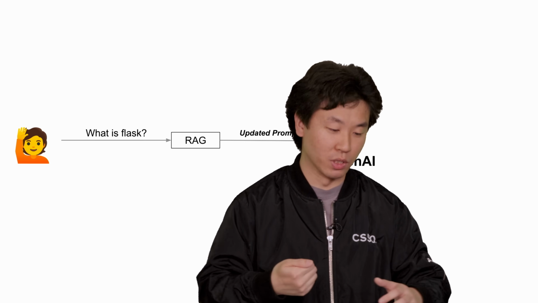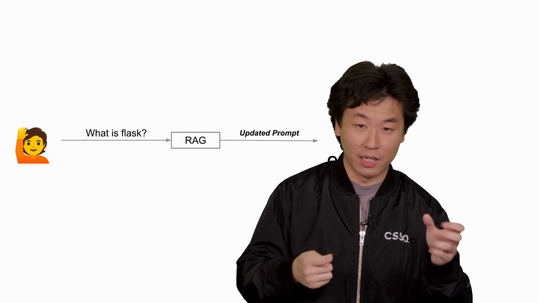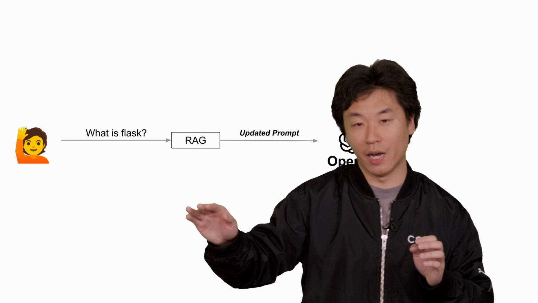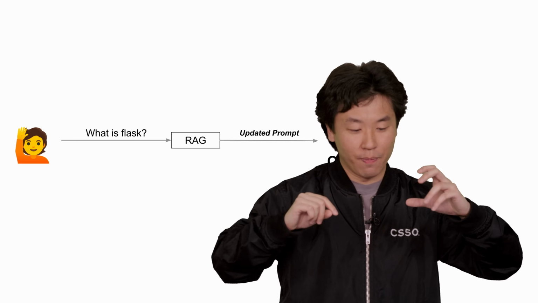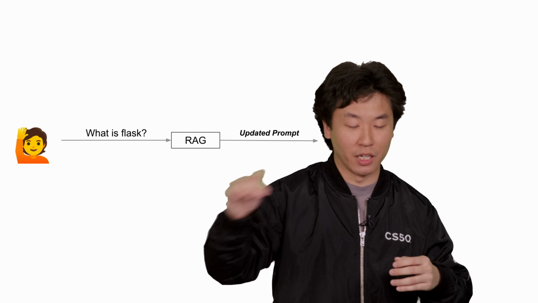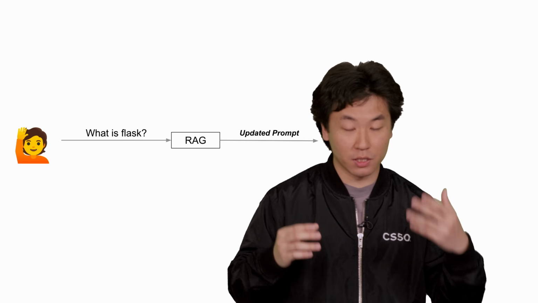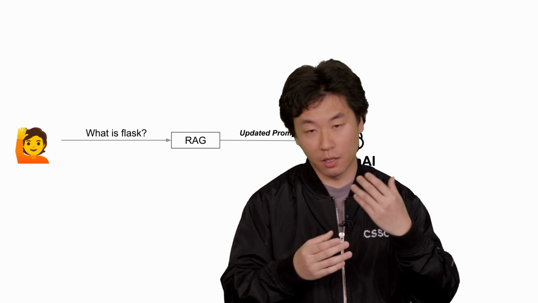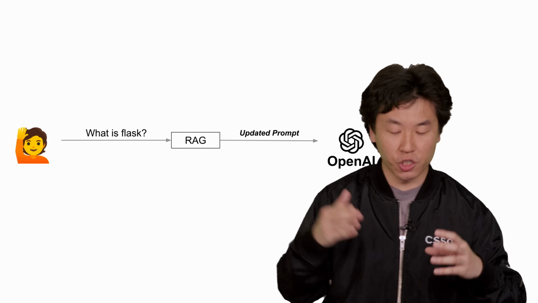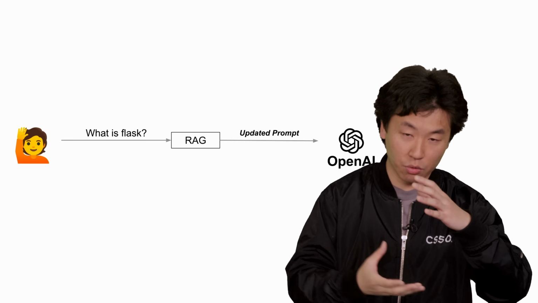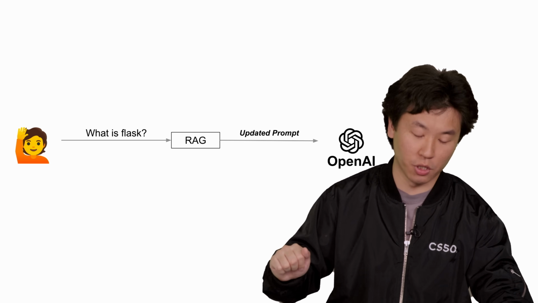We grab the cheat sheet, put it in the prompt, and then prompt OpenAI to generate a response. So what is Flask is actually not the prompt we send to OpenAI. It is the updated prompt that we actually send to OpenAI. Of course, it includes the student's original query, but we also inject the useful information into the prompt, and then prompt GPT to generate a response.